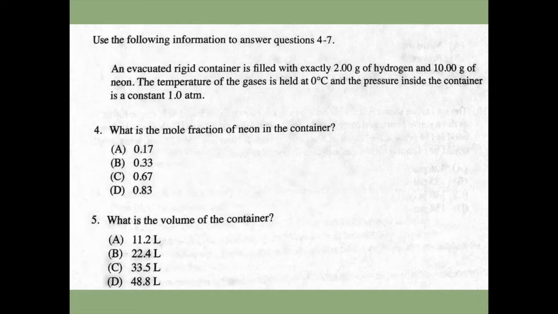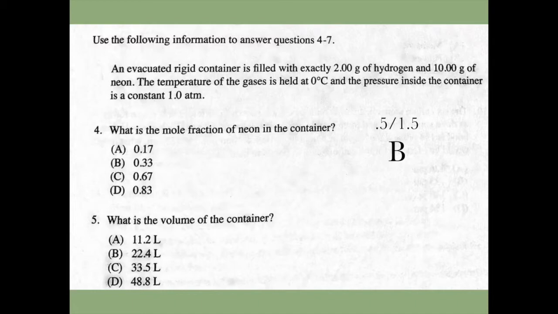Well, I've got to figure that out. So I'm going to take 2 grams of hydrogen, divide by its molar mass to figure out its number of moles. So 2 divided by 2, because remember hydrogen is H2. That'll give me 1. And then for neon, it's going to be 10 divided by the molar mass of neon, which is 20. So that would be 0.5. So I'm going to take 0.5 and divide it by the total number of moles, which would be 1 plus 0.5, which is 1.5. And so the mole fraction, when you do that division, would be 5 divided by 15, which gives us 1/3. And so that's about 0.33.